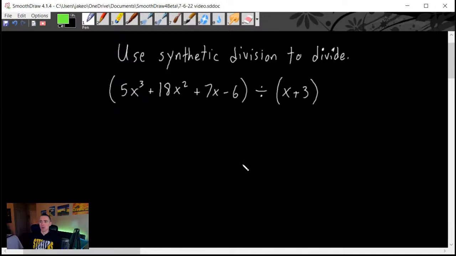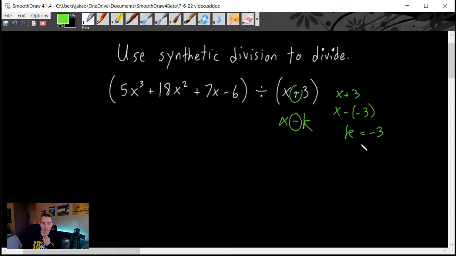So to set this up, the formula that this is based on is if you have some polynomial divided by x minus k. So that's something to just be careful of. It is x minus k, whereas here we have x plus 3. What that means is the actual k value here, x plus 3, is the same as x minus negative 3. So the k value that we're going to use here is actually negative 3, even though we have x plus 3 right here. So just keep that in mind.